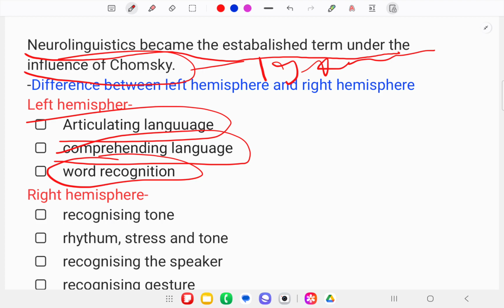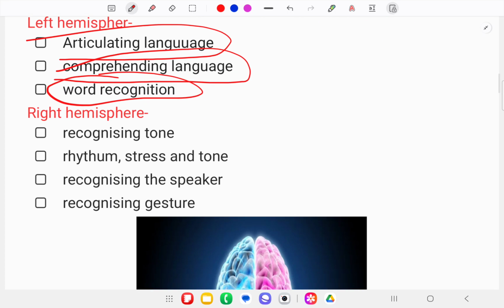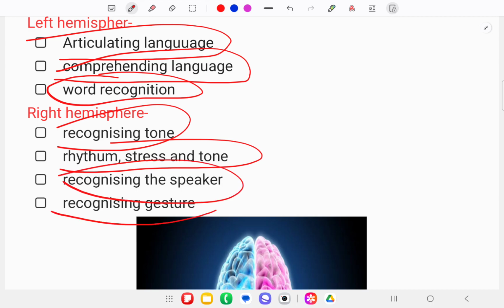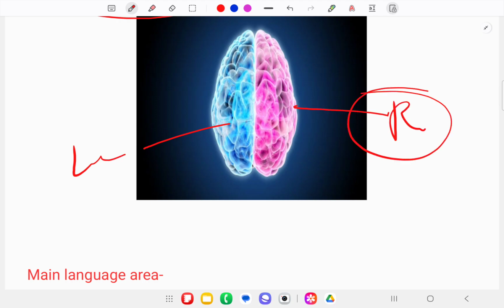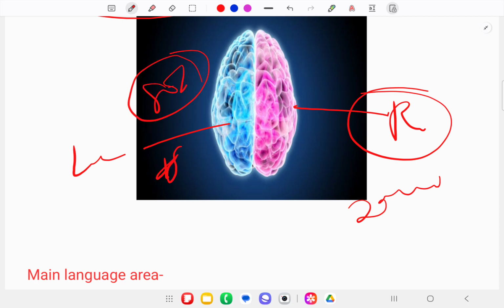When do we talk about the right hemisphere? The right hemisphere is involved in processing and recognizing tone, rhythm and stress, recognizing the speaker, and recognizing gesture. This is the left hemisphere, and this is the right hemisphere. The right hemisphere especially has the language of 20% of people depending on it, while 80% of people's language is present in the left hemisphere of the brain.